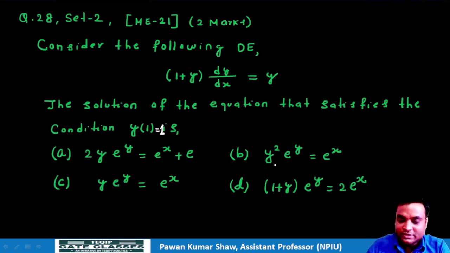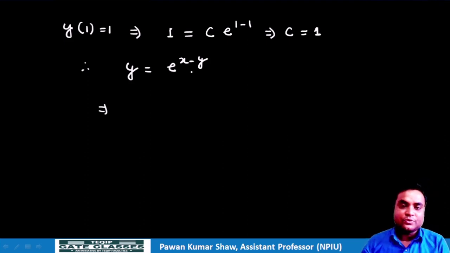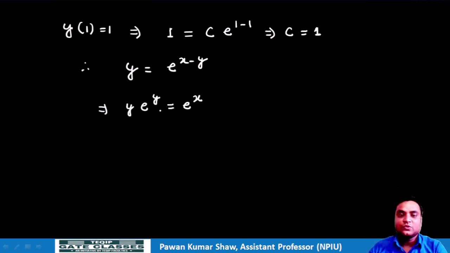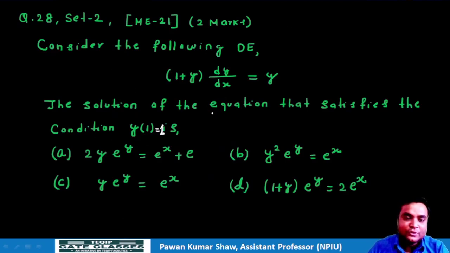So if you notice this solution, we can write e to the power of x minus y as a product of e to the power of x into e to the power of minus y. And if you bring this e to the power of minus y to our left hand side, we can write y times e to the power of y is equal to e to the power of x. So our solution can be written in this form. So that means which option will be correct? That means option C is correct.